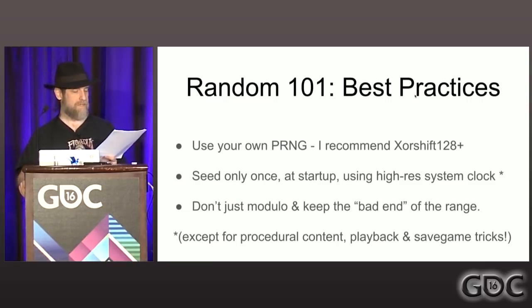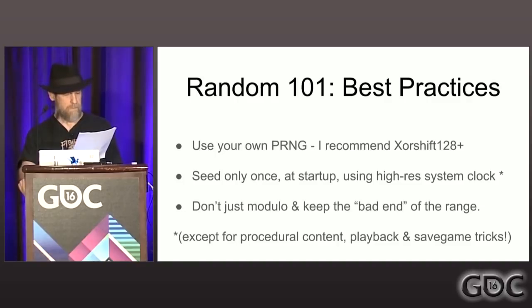Best practices. The first thing I'm going to recommend is that you have your own pseudo-random number generator code instead of using any random number function that's provided by your OS, language, or platform API. There's multiple reasons for this. One is you can't guarantee the quality of the randomness or the CPU efficiency if you don't know what's in the black box that you're calling that was provided to you.